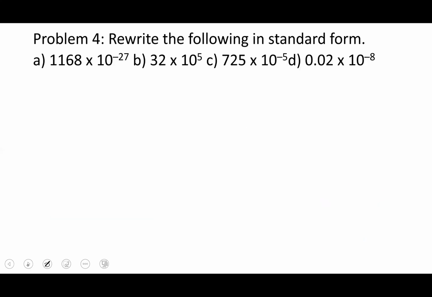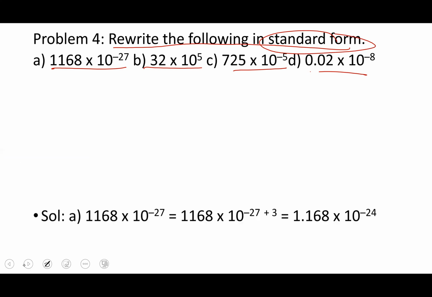Now, next question, it says, rewrite the following in the standard form. So this is basically 1168 into 10 to the power minus 27, 32 into 10 to the power 5, 725 into 10 to the power minus 5, and 0.02 into 10 to the power minus 8. We have to convert that into standard form.